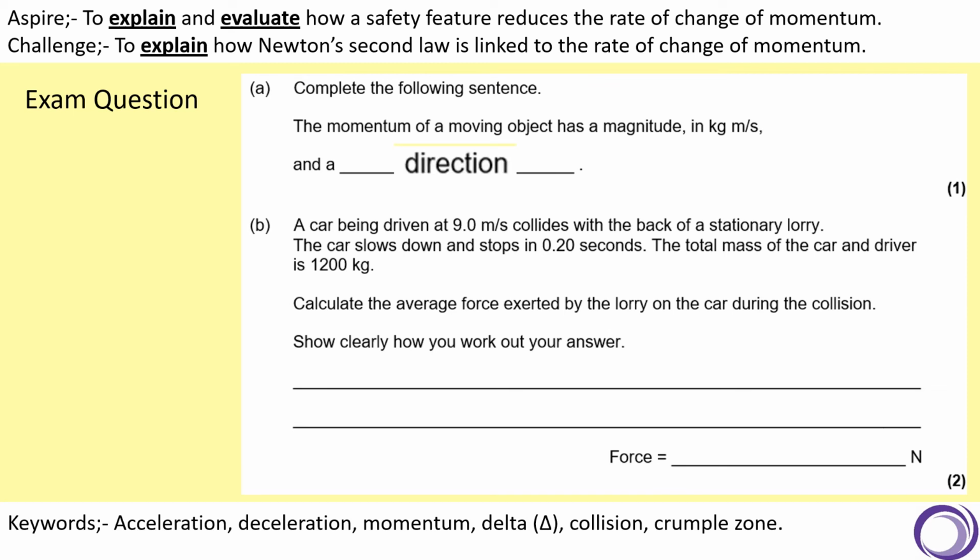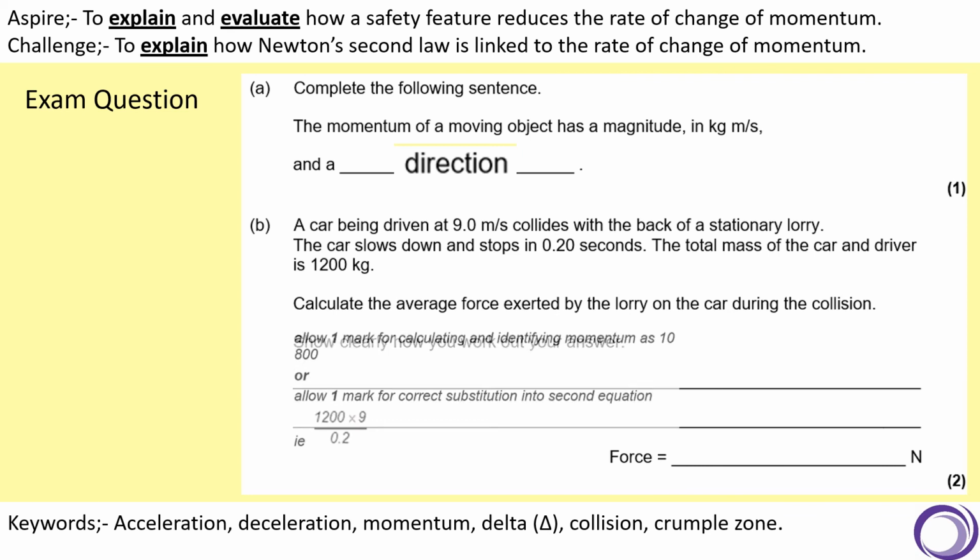Part A then. It's got direction as well as magnitude because it's a vector. Part B. We need to use that the force equals the rate of change in momentum, or the force equals change in momentum over time taken. So we calculate the momentum, which is going to be 1,200 kilograms times 9 meters per second. That's the momentum it starts with. The momentum after the accident is going to be zero. It'll be stopped eventually. So the change in momentum is 1,200 times 9, and we divide that by the time taken, so we divide that by 0.2. That gives you a force, if you've done it right, of 54,000 newtons.